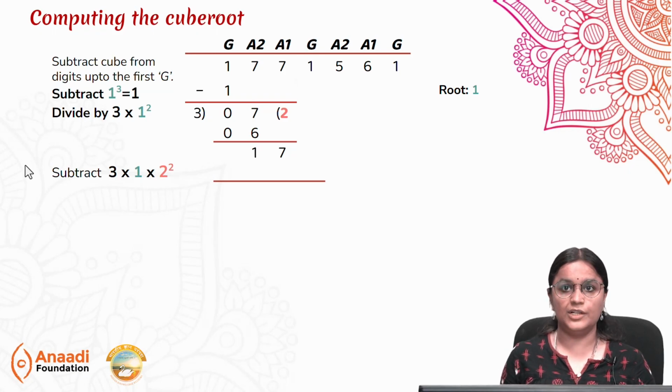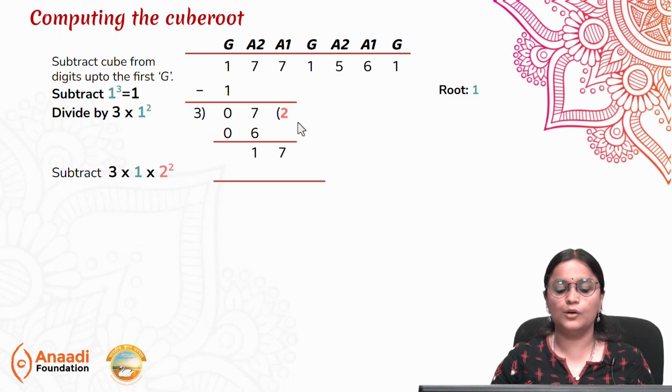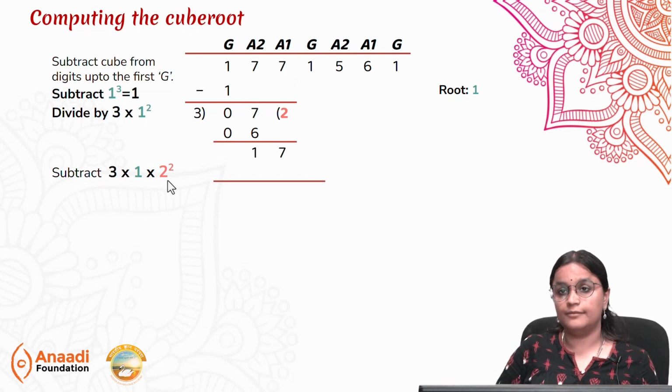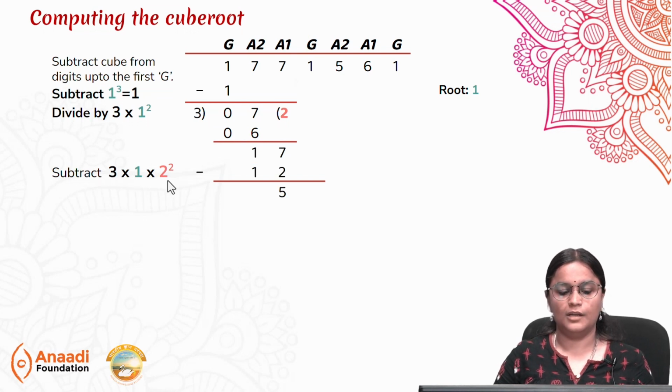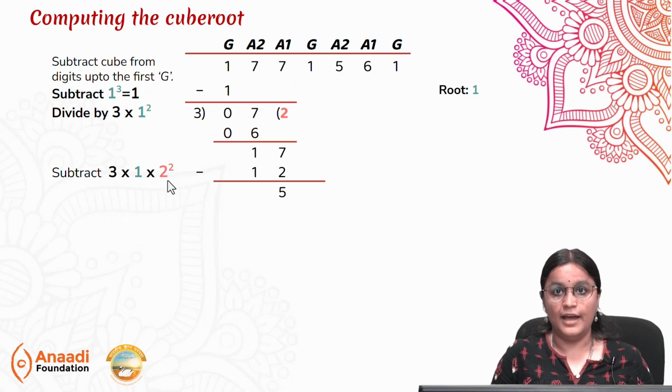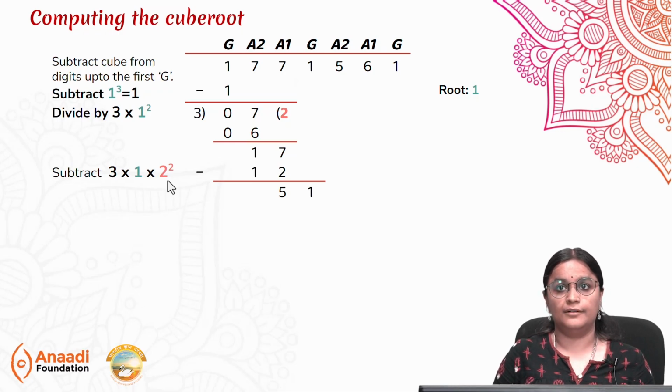Whenever we bring a digit down from the A1 place, we must subtract thrice the root we have so far into the square of the quotient. In this case, this will be 3 into 1. As you can see, 1 is the root we have so far, and the quotient from our previous calculation is 2. So, we will compute 3 into 1 into 2 squared, giving us 12 and 5 as the remainder.